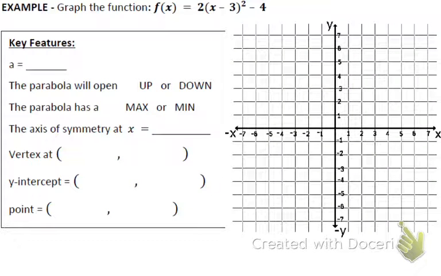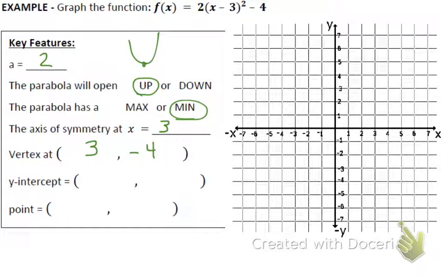So for this one, our a is 2. That means it will open up because it's positive. If it opens up, then it will have a minimum point. Axis of symmetry always goes through the vertex, so let's see if we can spot the vertex here. Vertex is 3, negative 4. That's the h and k from the formula. Axis of symmetry always goes through the vertex, so it'll be x equals 3.